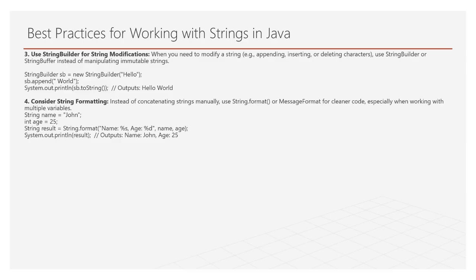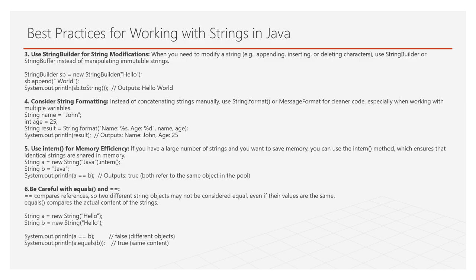Now you want to format some strings, right? Instead of concatenation, you can use String.format. There is also MessageFormat, which is much cleaner, especially when you are working with multiple variables, right? We have John, let's say age, and you want to format that particular content in a dynamic way, we can make use of it.